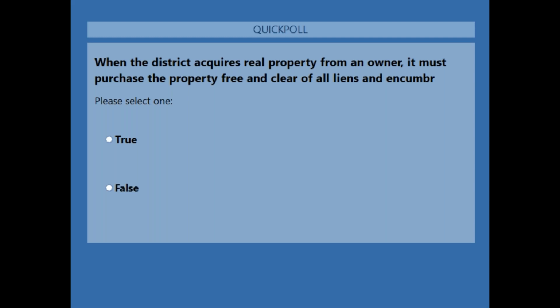When the district acquires real property from an owner, it must purchase the property free and clear of all liens and encumbrances. True or false?